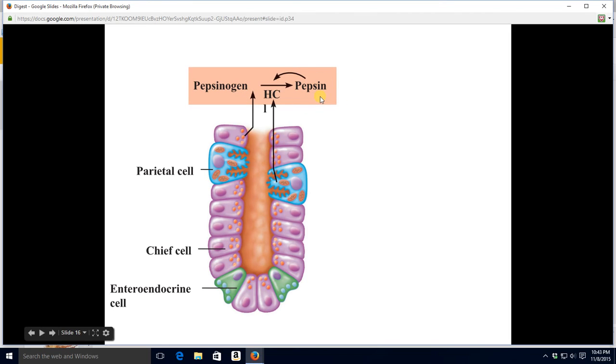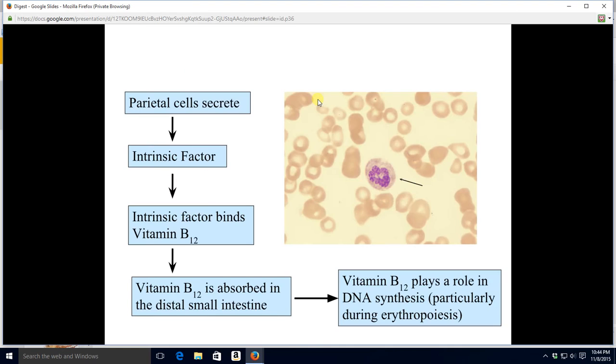Pepsin prompts you to make even more pepsin, which makes even more pepsin, which makes even more pepsin. This is positive feedback at work, which gives us a lot of pepsin when we need it most, which is when food is in the stomach. All right. Parietal cells also make a chemical called intrinsic factor.